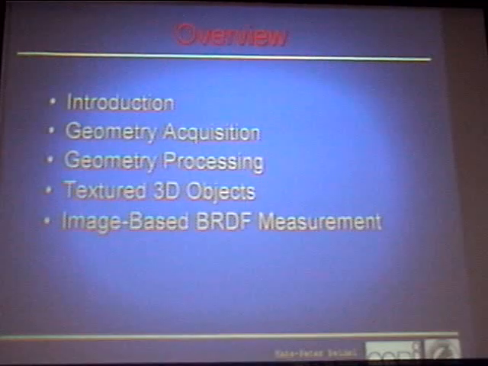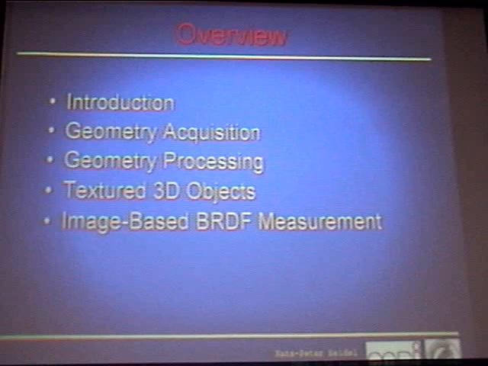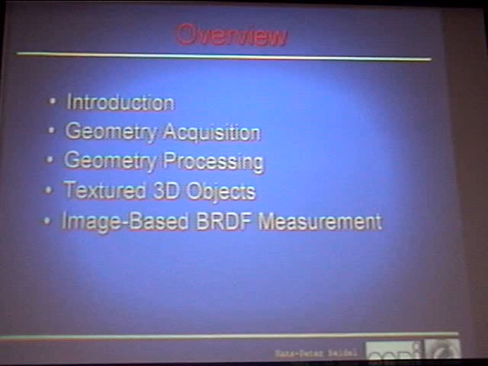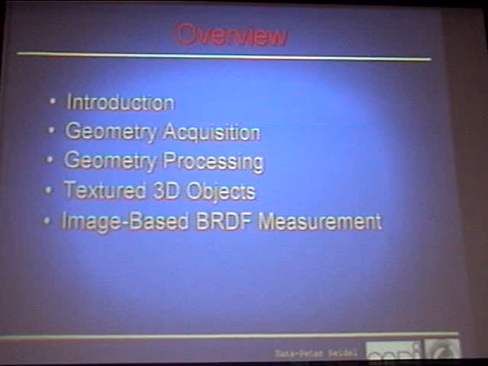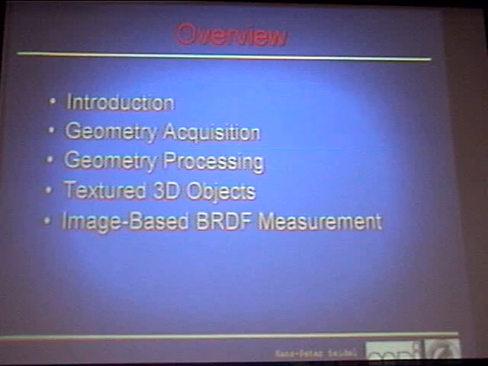So here is an overview of my talk. After this brief motivation, I want to talk about geometry acquisition and geometry processing, then briefly say something about dealing with textured 3D objects, and in the end talk a little bit, mostly by examples, about so-called BRDF measurements. BRDF is the bidirectional reflectance distribution function. This is the function that governs how much light coming in from a certain direction is going out in a certain other direction. So if you have information about the BRDF for a certain class of objects, you have then complete information on how to render these objects virtually.